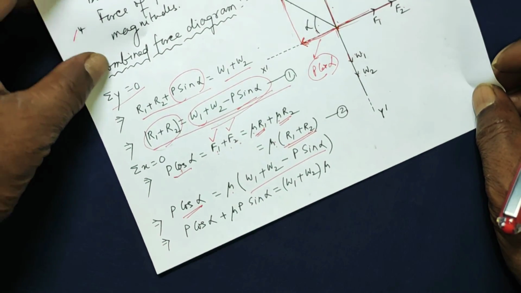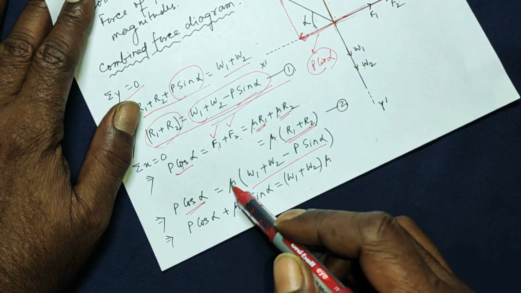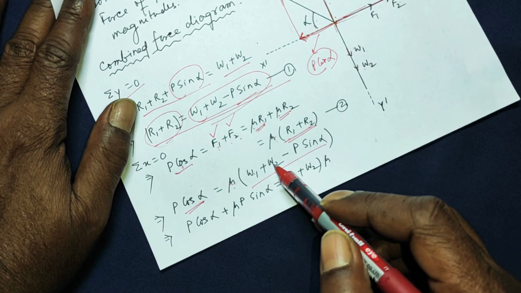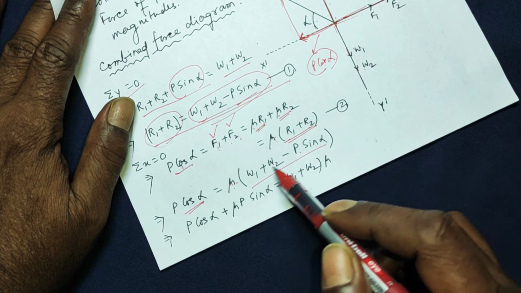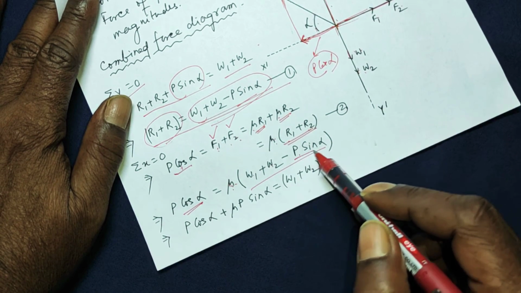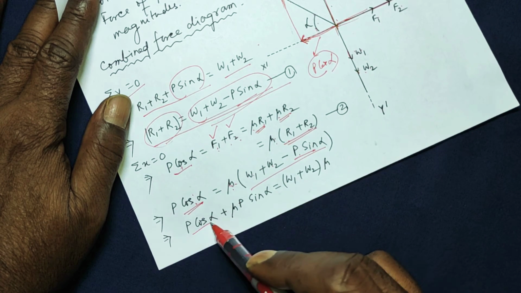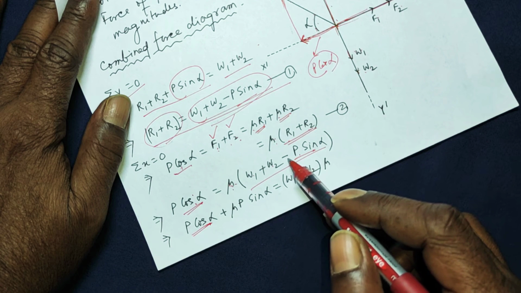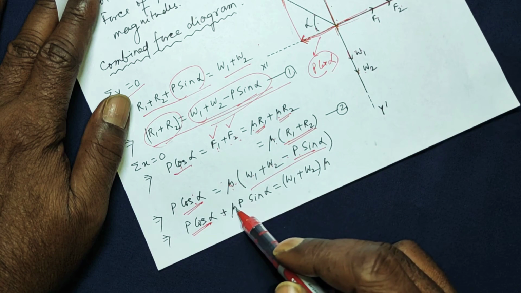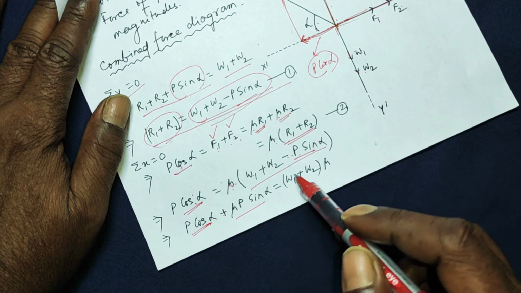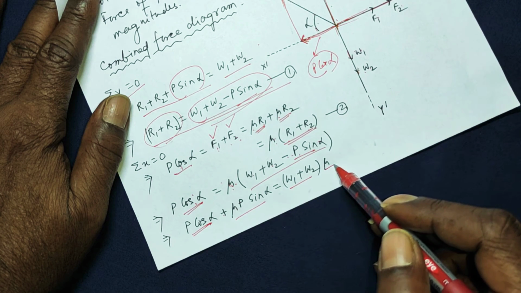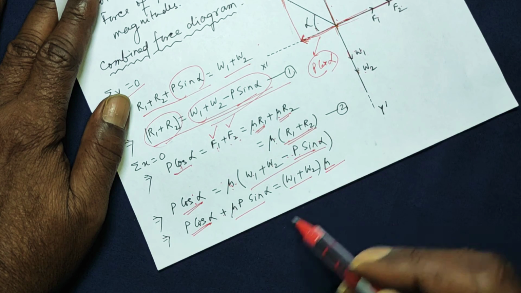Now everything is left for algebra. So mu will be multiplied here, here, and here. After multiplying mu with this term, I take it to the left hand side. So this becomes P cos alpha. This comes to this side, plus mu times P sin alpha. We are left with mu times W1 plus W2.